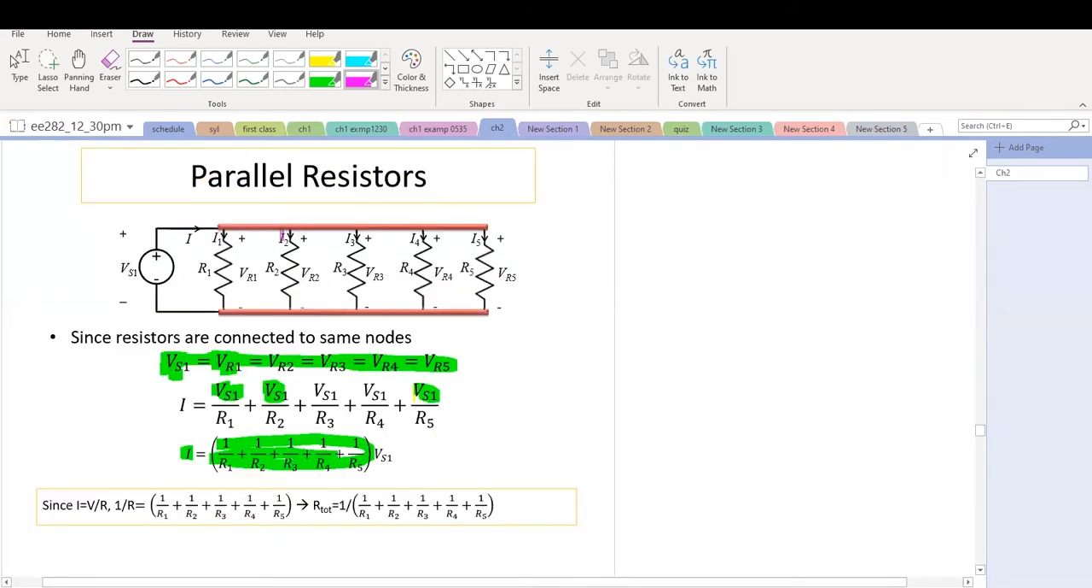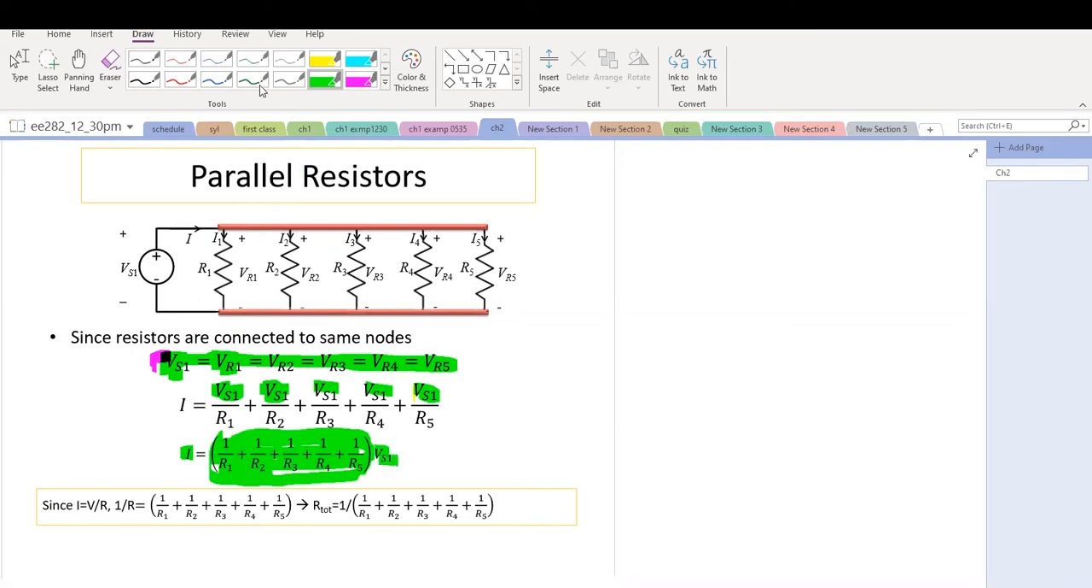As they are all connected in parallel, VR1 equals VR2, up to VR5; they are all the same voltage, and all equal Vs1 here. Then we plug in Vs1 for each of them, and we move Vs1 out. So this is a relationship for this circuit: I equals this big quantity multiplied by Vs1.